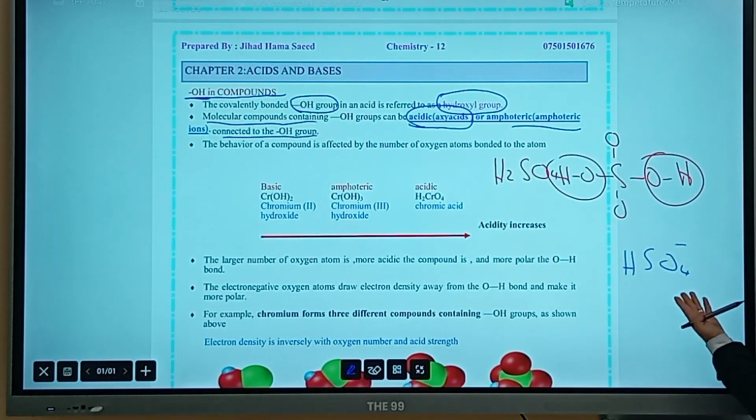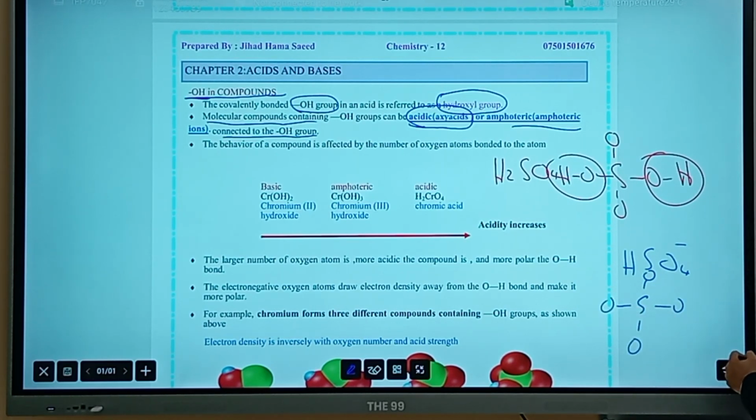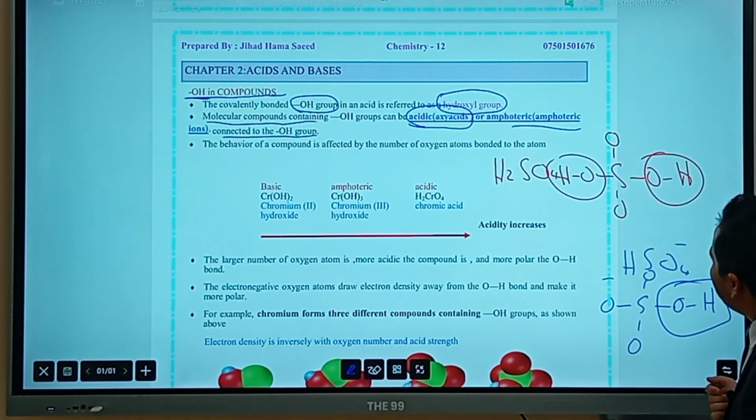HSO4 negative. Is that amphoteric? Yes, it has the tendency to donate a proton and accept another proton as well. So guys, this is the structure. It's bonded with 4 oxygens, one of them with the negative charge, and one of the oxygens with the hydrogen. This is one of the hydroxyl groups, and this is amphoteric as well. So it can be amphoteric, the hydroxyl group containing compounds, and the acids as well.